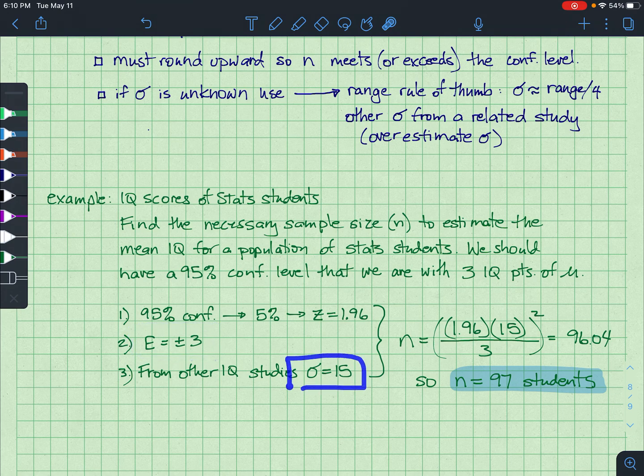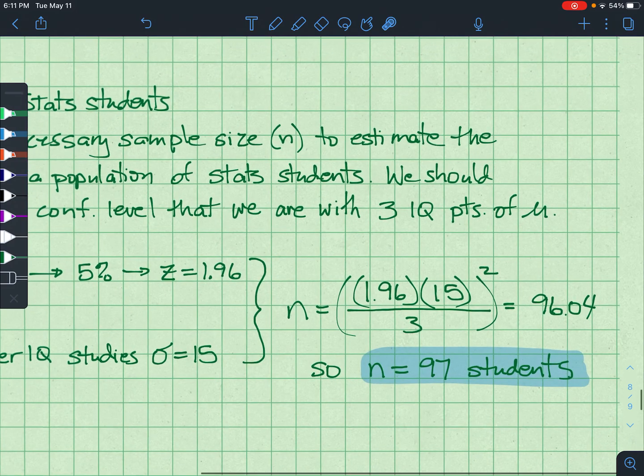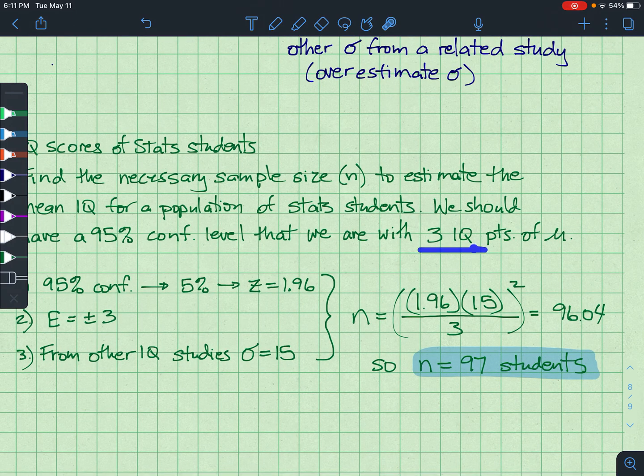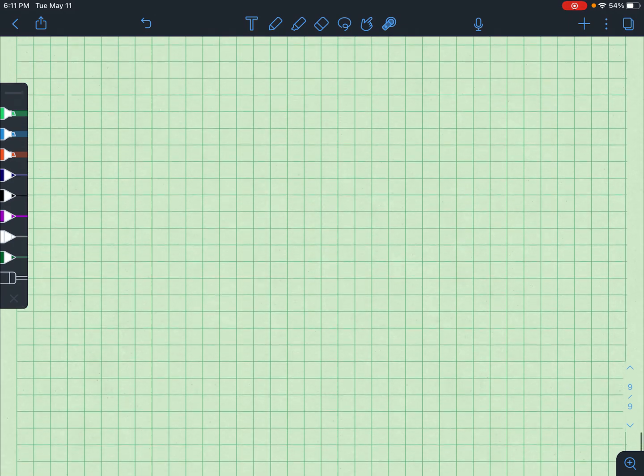And then from another, related study, you have been given that. You can't go out and research it right now. But we get 15 as a standard deviation of students' IQ points in a stats class. Plug all those in, and we can see that we need about 100 students, 97 specifically, to achieve that interval of plus or minus 3 IQ points, not 3 standard deviations. All right, and there we go.